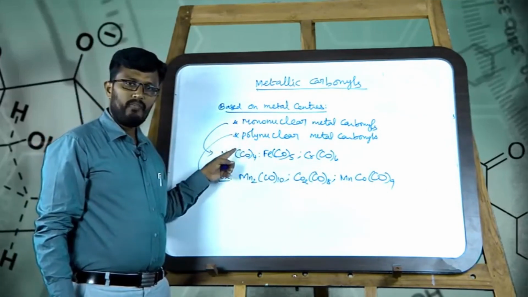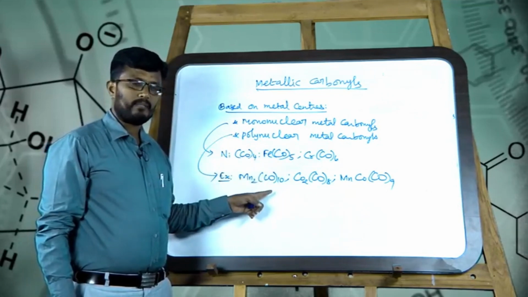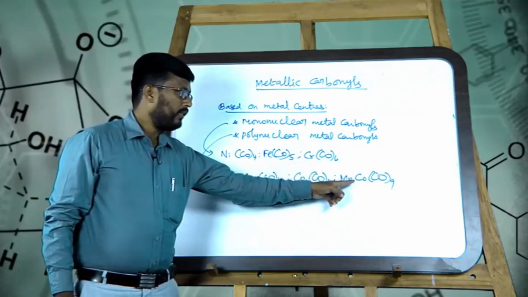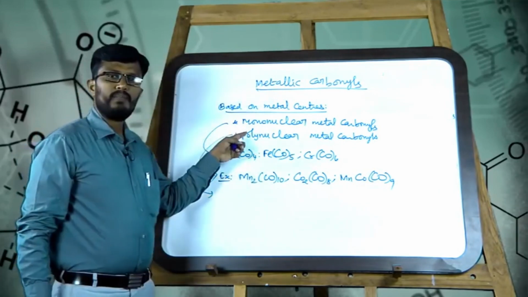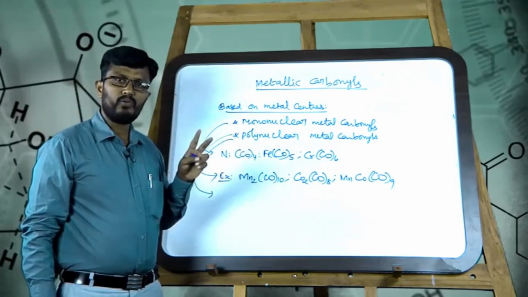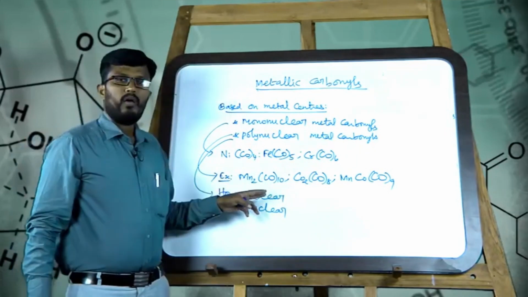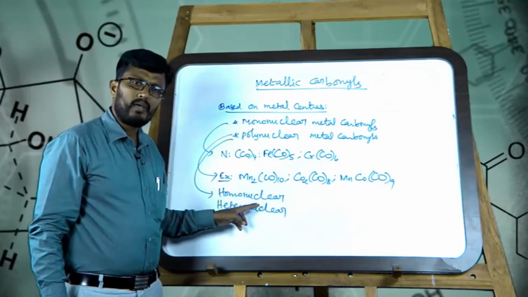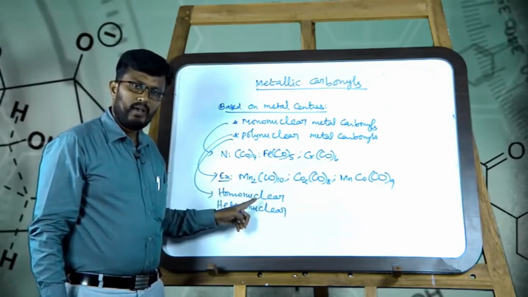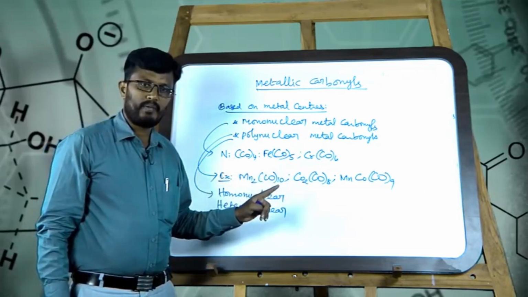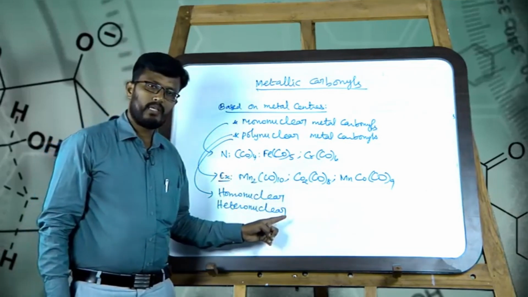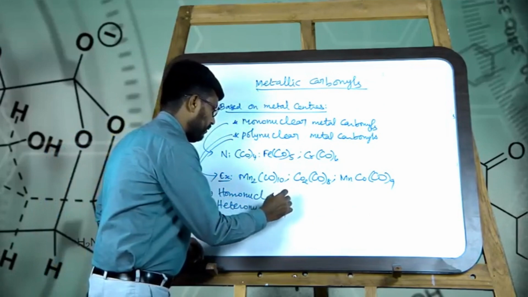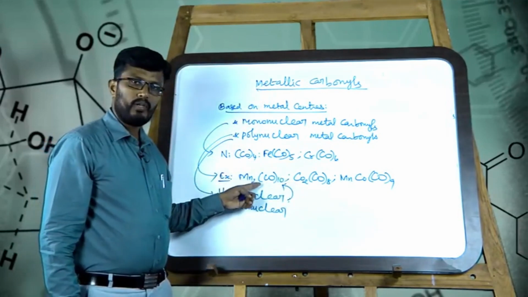Polynuclear metal carbonyls have two or more metal atoms present. For example, dimanganese decacarbonyl, dicobalt octacarbonyl, then manganese cobalt carbonyl. These polynuclear metal carbonyls are classified into two different parts: homonuclear metal carbonyls and heteronuclear metal carbonyls. What is called homonuclear metal carbonyls? Homonuclear metal carbonyls have metal atoms of the same type. Heteronuclear metal carbonyls have metal atoms of different types. For example, this is an example of a homonuclear metal carbonyl.